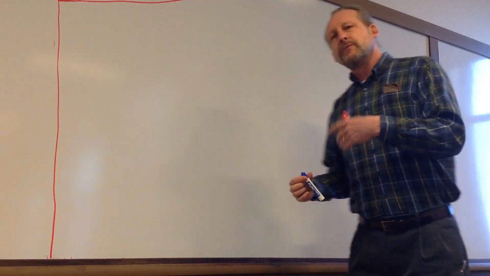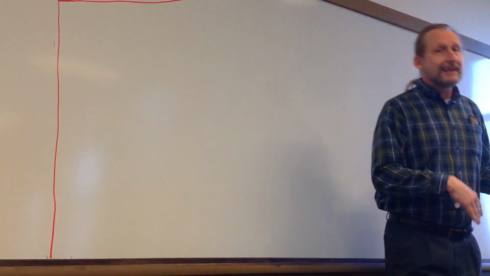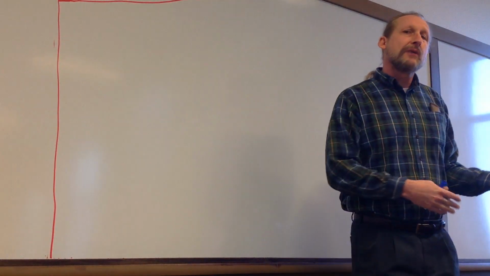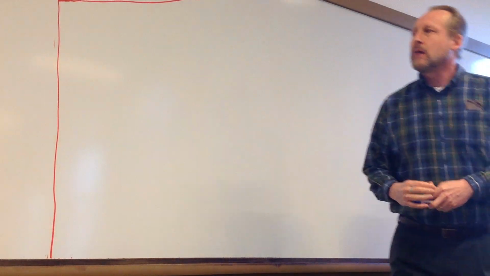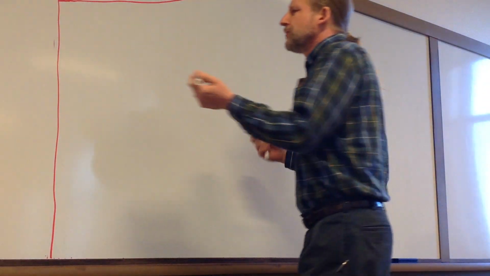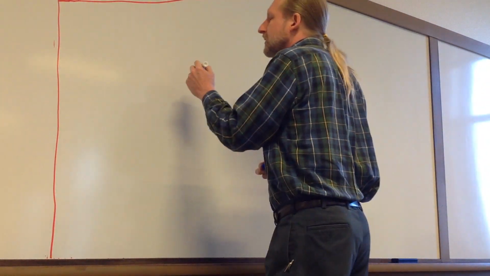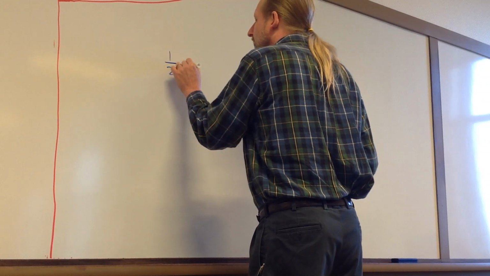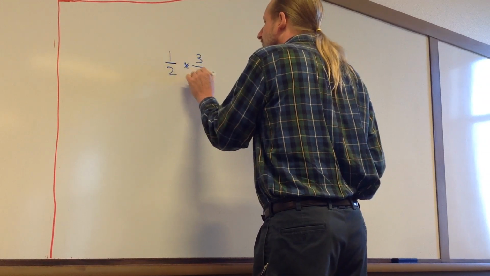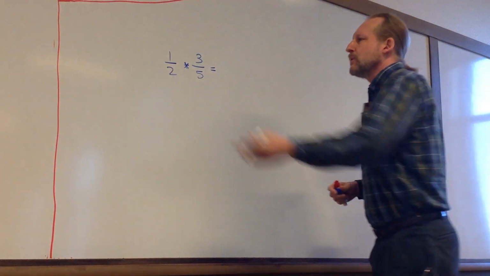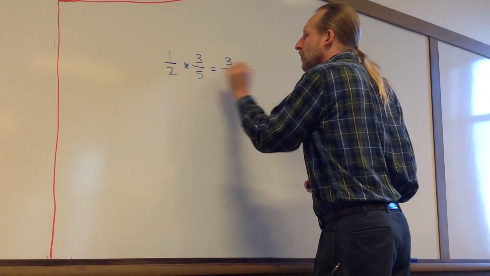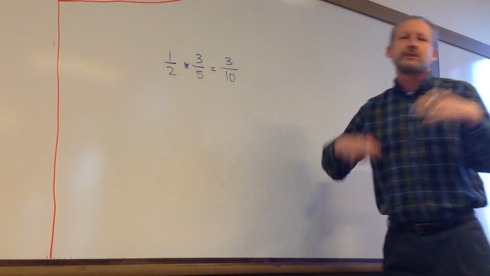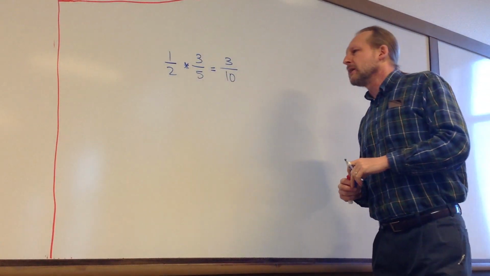Okay, so let's review a little bit for multiplying and dividing regular fractions, and then we'll talk about how to do that with algebraic fractions. So if we're going to multiply two fractions, let's say we want to multiply 1/2 times 3/5. The idea is that we multiply straight across the top. 1 times 3 is 3. Multiply straight across the bottom. 2 times 5 is 10. And so our answer is 3/10.